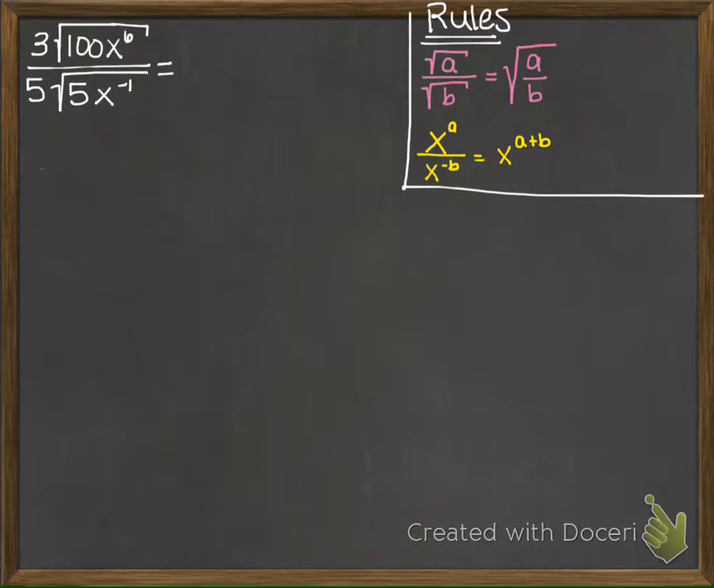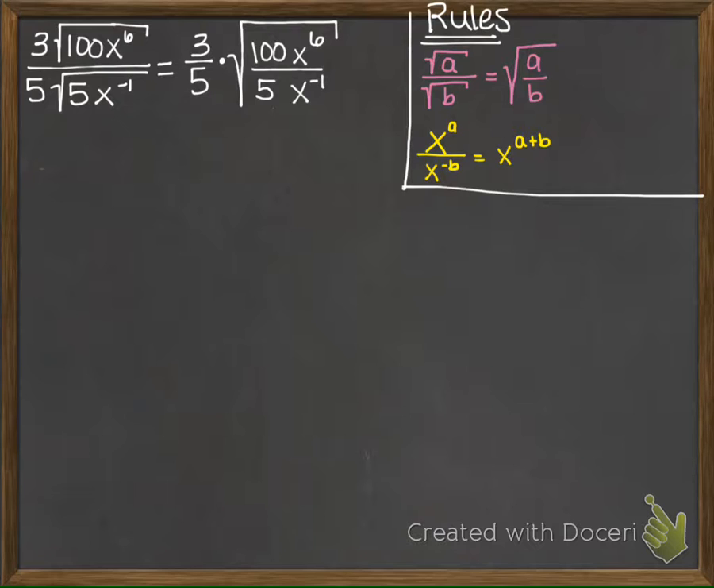Okay, so the first thing I want to do is apply my pink rule, which is 3 over 5 times, and I'm going to separate and write this fraction containing two radicals as a single radical containing the fraction. So a single radical where the numerator is 100 x to the 6th, and the denominator is 5 x to the negative 1.